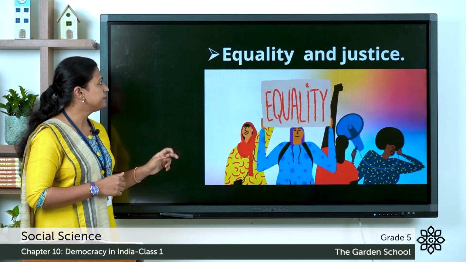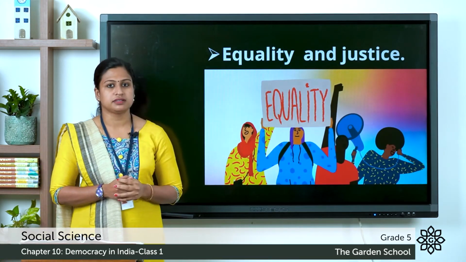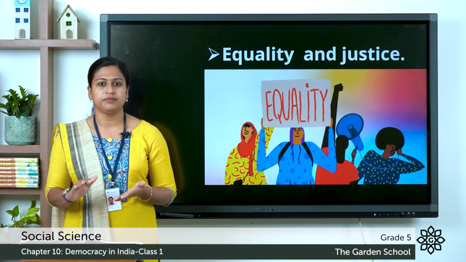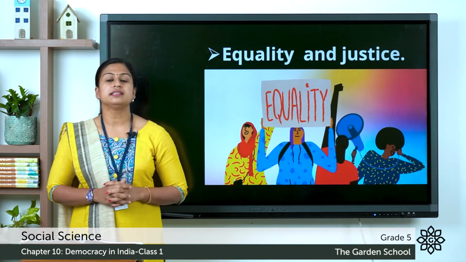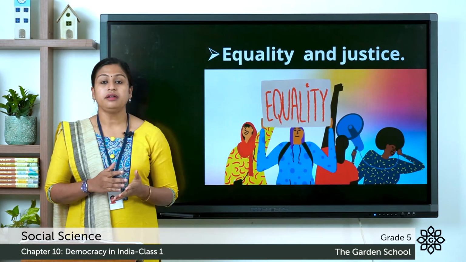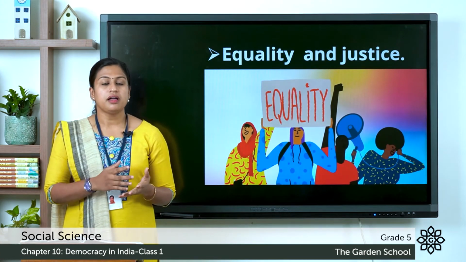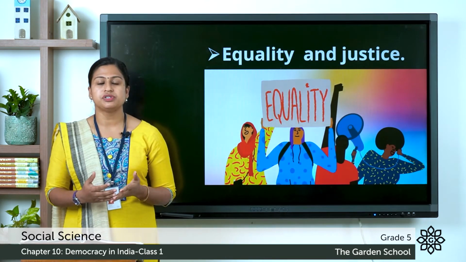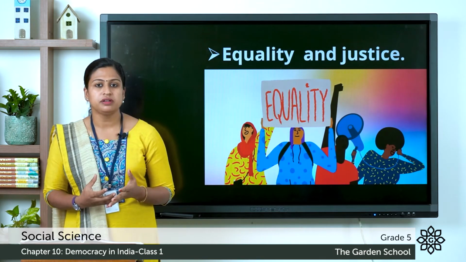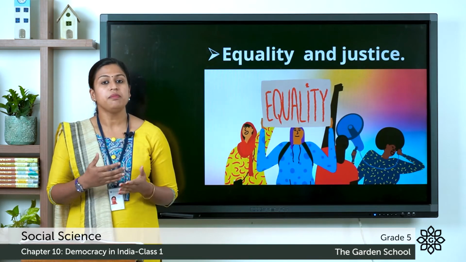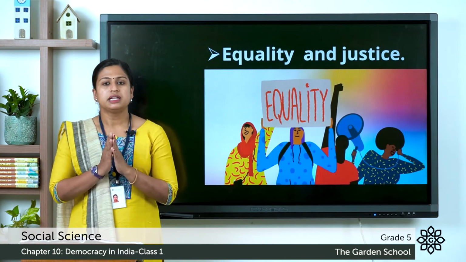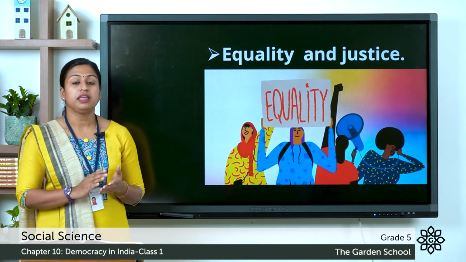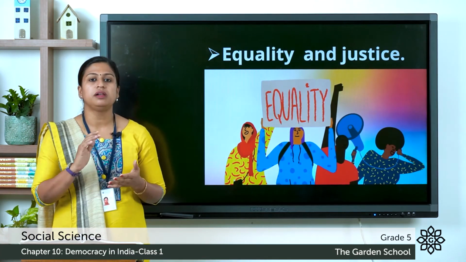The next feature is equality and justice. Equality means the state of being equal. As we all know, India is a vast country and there are different states. There are different people living in different states. They speak different languages, practice different religions, eat different food, and there are many differences. But despite these differences, all are equal. They all have the same equal rights.